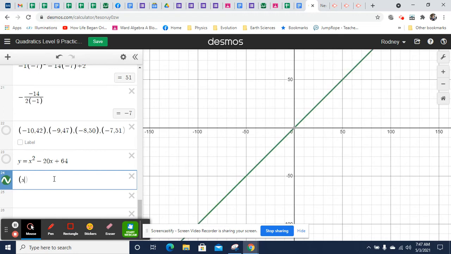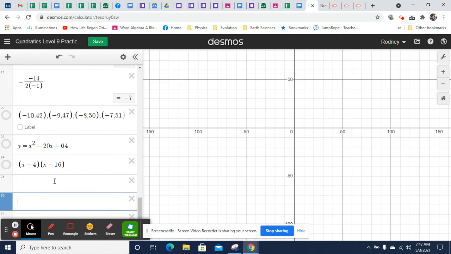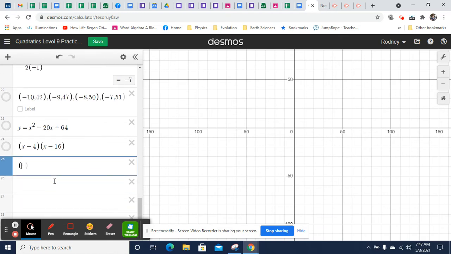So I can factor x minus 4, I'm going to turn that off so it doesn't reveal too much yet, times x minus 16 will do the job. So I'm going to have x-intercepts at (4, 0) and (16, 0). I'll label those so they turn on.